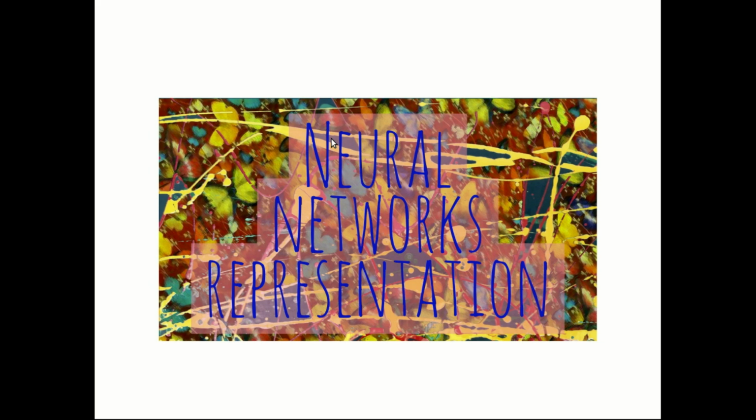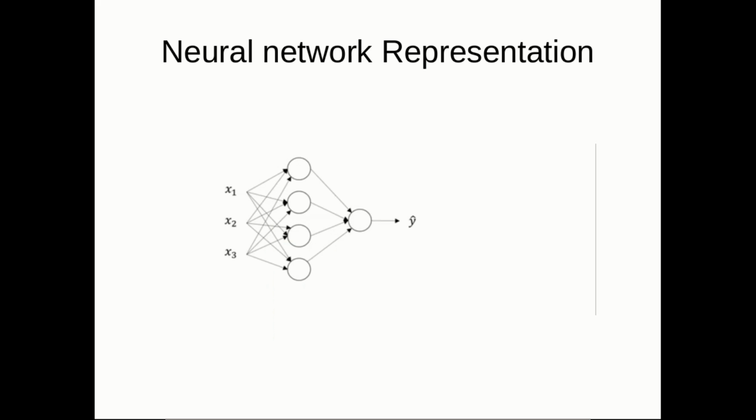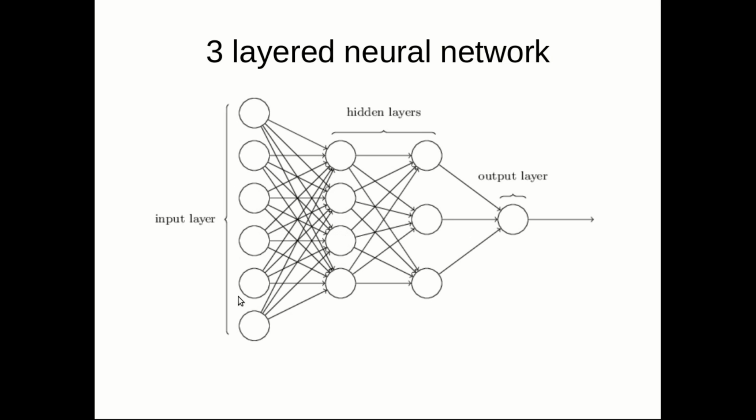So today we'll be talking about neural network representation, and let's get to the basics of neural networks and their functioning. This is how you represent a neural network. Every neural network has an input layer, hidden layers, and an output layer. And this is the simplest representation. This is what a three-layered neural network would look like.